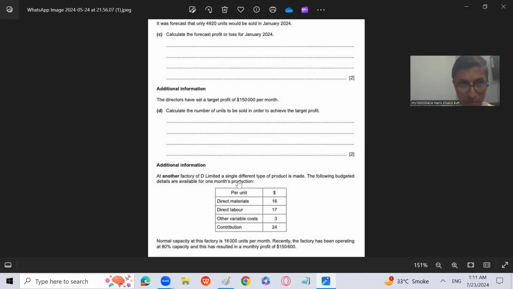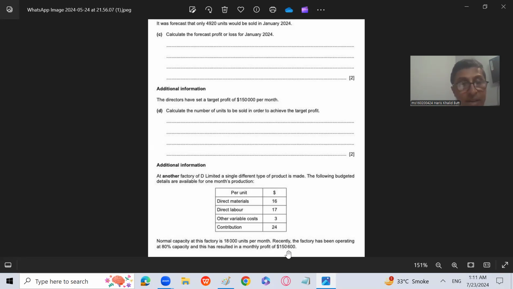At another factory of D Limited, a single different type of product is made. The following budgeted details are available for 1 month. 1 month's production, direct material, direct labor, other variable cost, and contribution of 24 is also given. Normal capacity of this factory is 18,000 units per month. Recently, the factory has been operating at 80% capacity, and this has resulted in a monthly profit of 1,50,600.